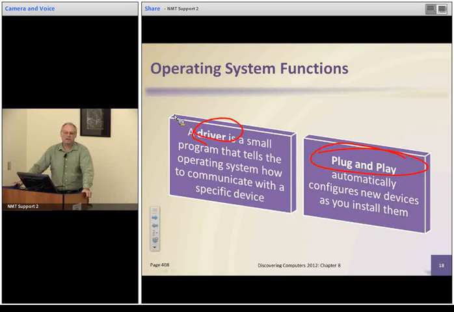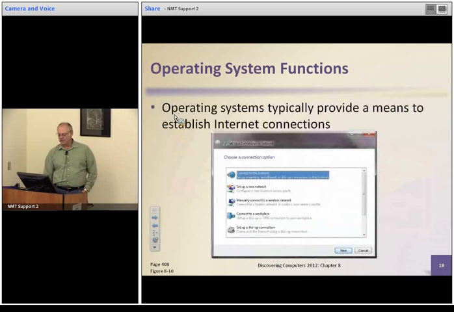But plug and play essentially is you should be able to plug in any device. Your operating system's smart enough to make it work. It's a great breakthrough, which most of us take for granted these days. It's about the driver. That's what plug and play is.